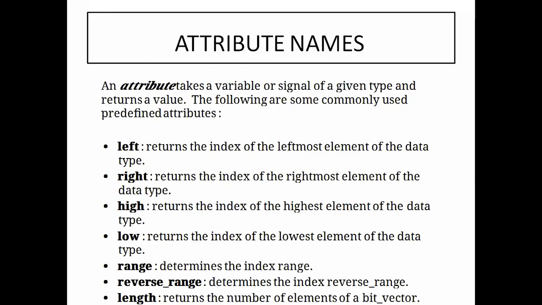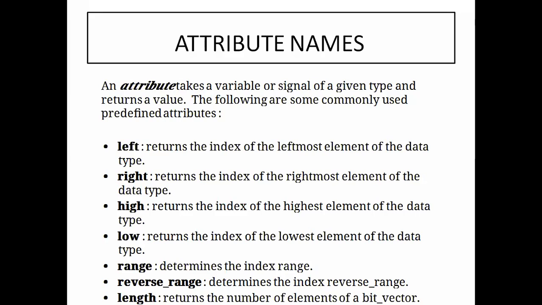Then the next type of operand is attribute. Attribute names. So what is this attribute? An attribute takes a variable or a signal of variable type and returns a value. Now, what are the commonly used predefined attributes? You can have left, right, high, low, range, reverse range, and length.